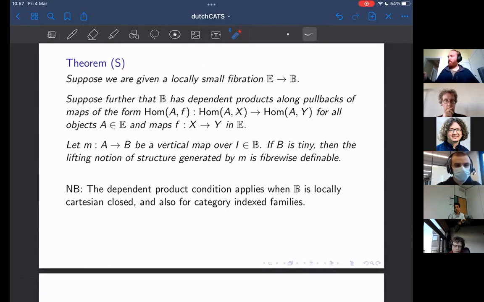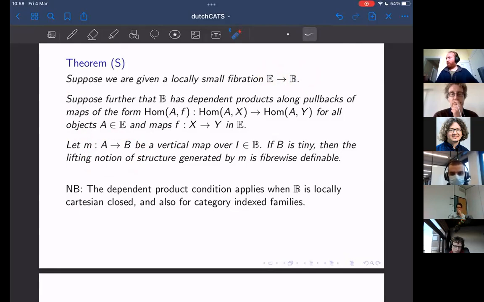So then the theorem is that if you have a family of maps with a tiny codomain, and this kind of dependent product condition applies for our fibration for the base B, then the lifting notion of structure generated by M is fiberwise definable.